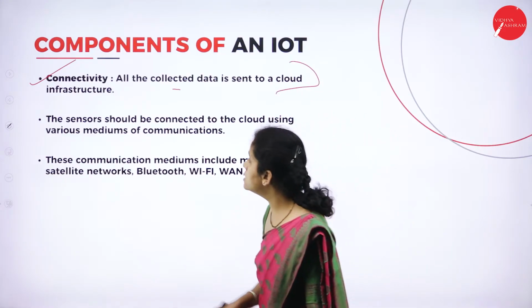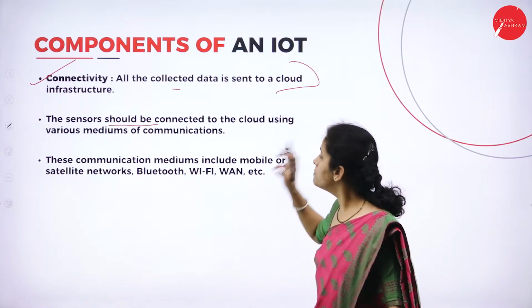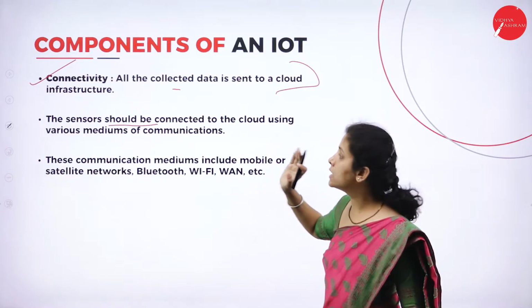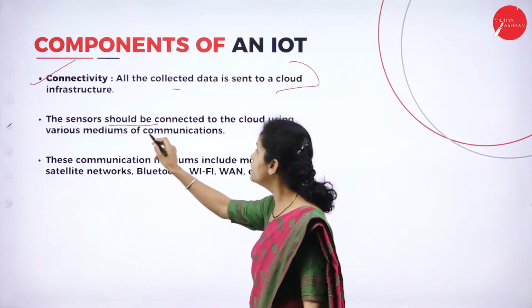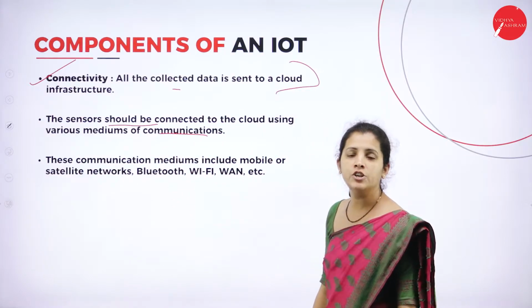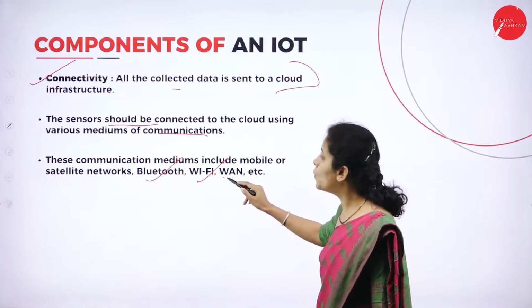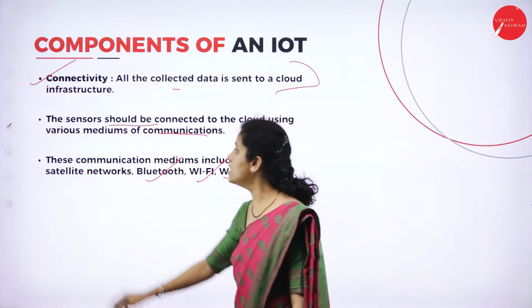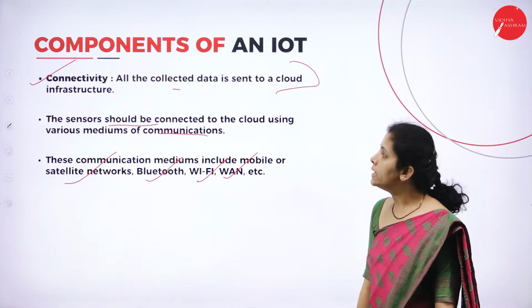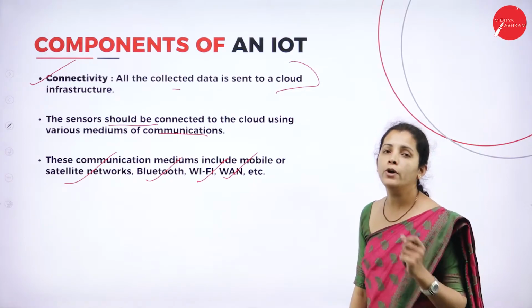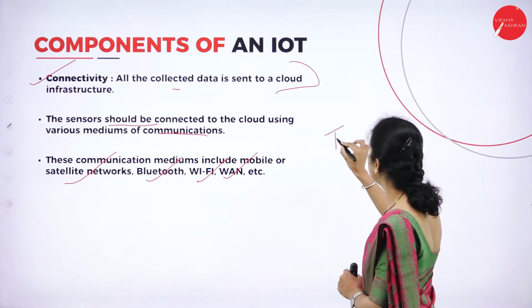So the sensor should be connected to the cloud. All the sensors must be connected to the cloud using various mediums of communication. These communication media are either Bluetooth, Wi-Fi, wide area network or satellite network. So dear student, to illustrate this concept, I'm going to consider a simple example, that is a traffic management system.